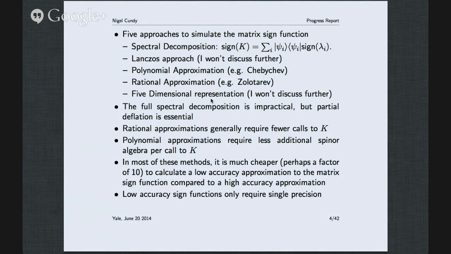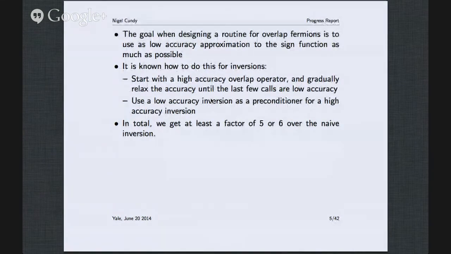And obviously, you can get even more of that because you only need to calculate in single precision for a low accuracy approximation to the sign function. So the goal in designing any method for overlap fermions is, can I use a low accuracy Dirac operator to do the bulk of the work? Which is just what I've said here. So for inversions, we figured out how to do this some time ago. We can start with a high accuracy overlap operator and gradually reduce the accuracy as you generate the Krylov subspace. And the second thing is to use a low accuracy inversion as a preconditioner for a high accuracy inversion. Yes?